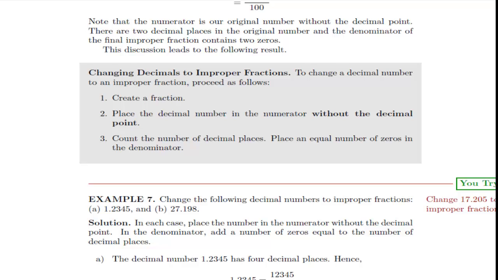To change a decimal number to an improper fraction, proceed as follows. 1. Create a fraction. 2. Place the decimal number in the numerator without the decimal point. 3. Count the number of decimal places. Place an equal number of zeros in the denominator.